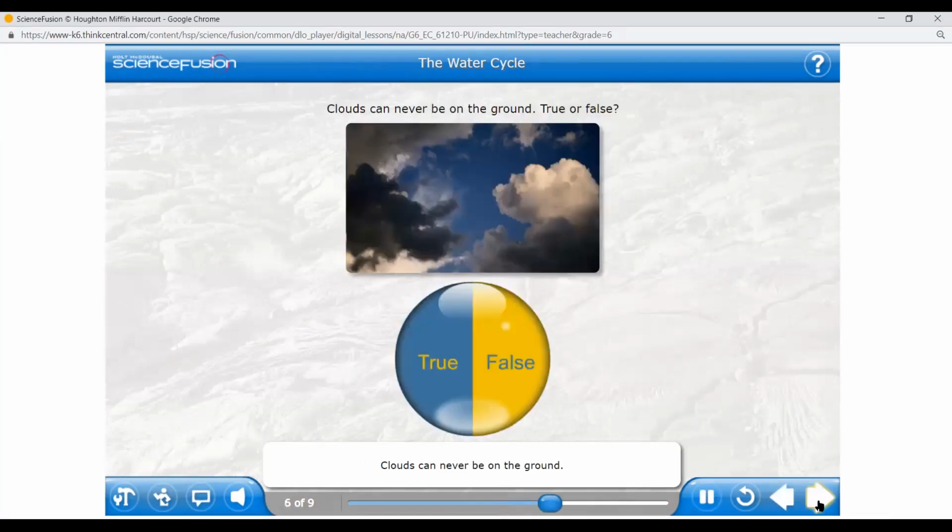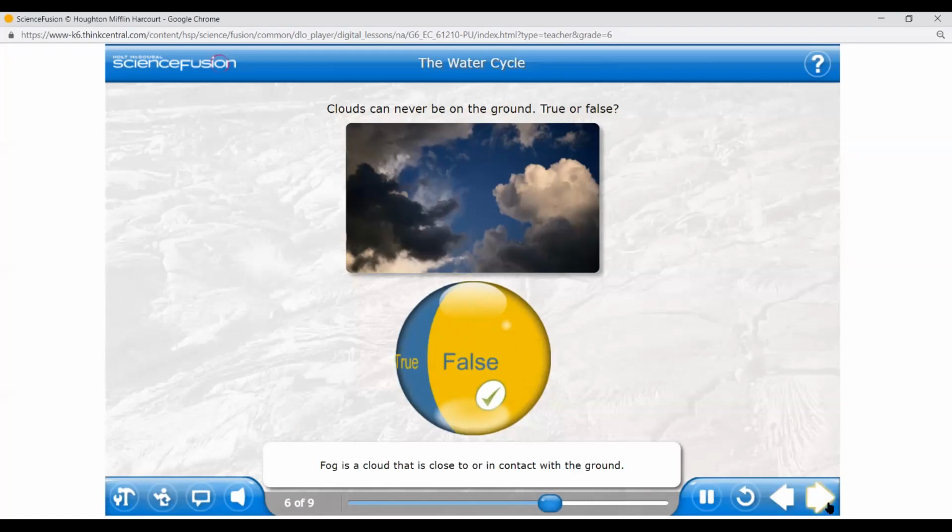Clouds can never be on the ground. True or false? What do you say? Click your answer. Clouds, can they be on the ground? What do you think? Anyone, give a try. It's not an exam. False. False, okay. That's right.